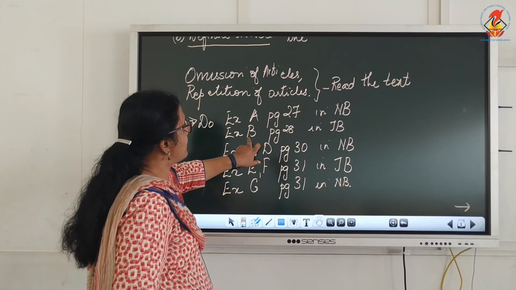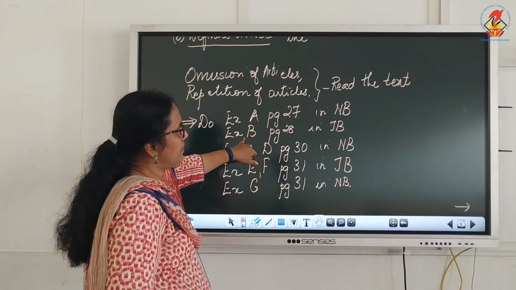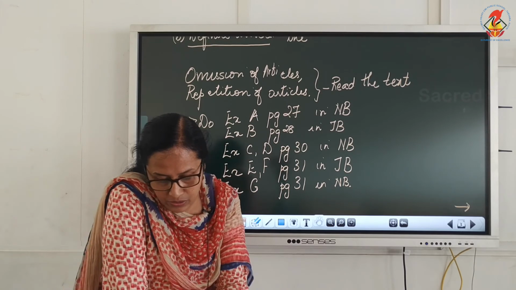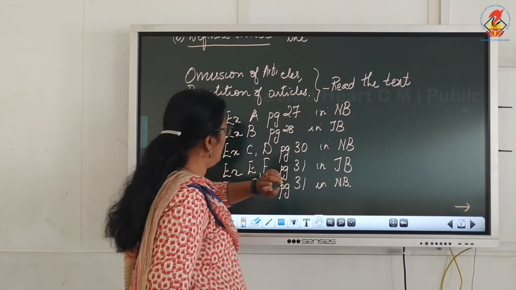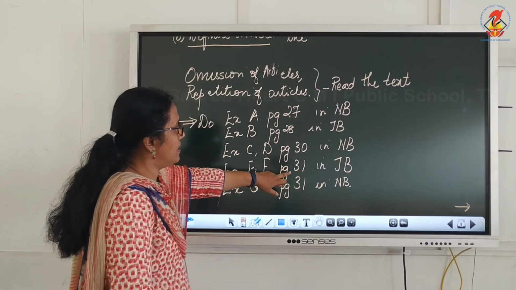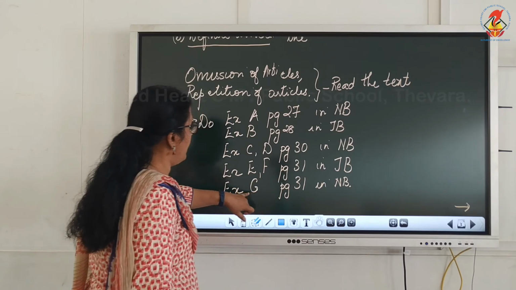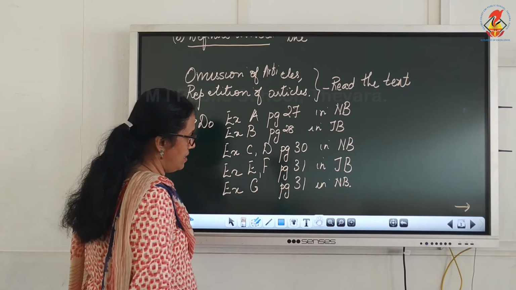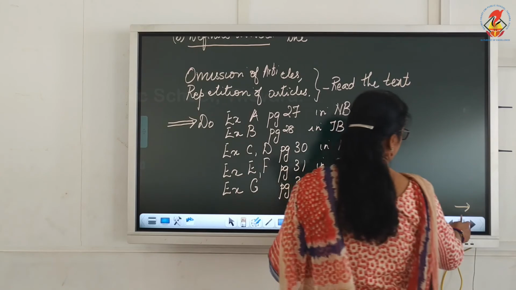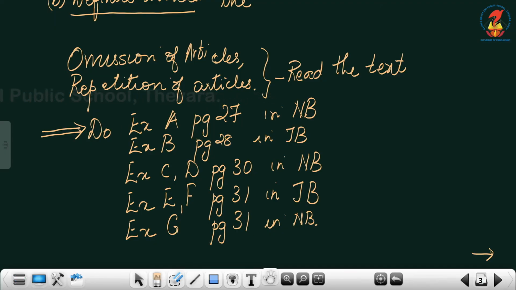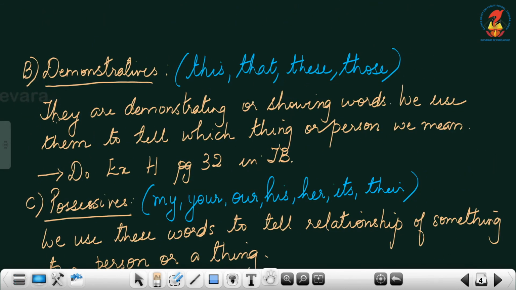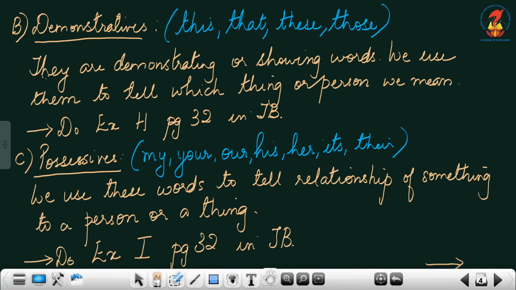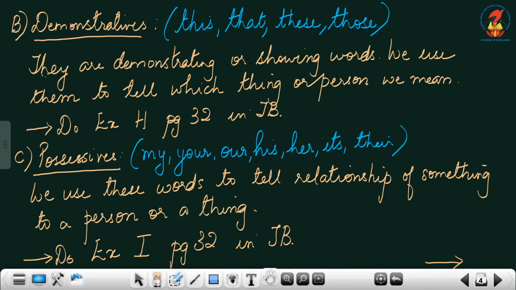Then I want you to do exercise B, which happens to be fill in the blanks. Do that in the textbook itself. Then exercises C and D have to be done in the notebook. Exercises E and F have to be done again in the textbook, and exercise G again in the notebook, okay? Now next we will be moving on to demonstratives, okay?